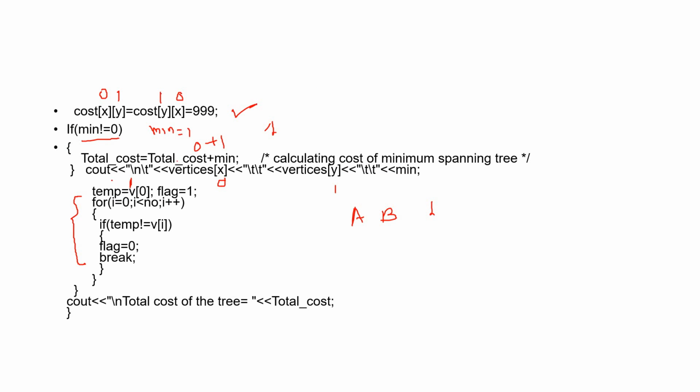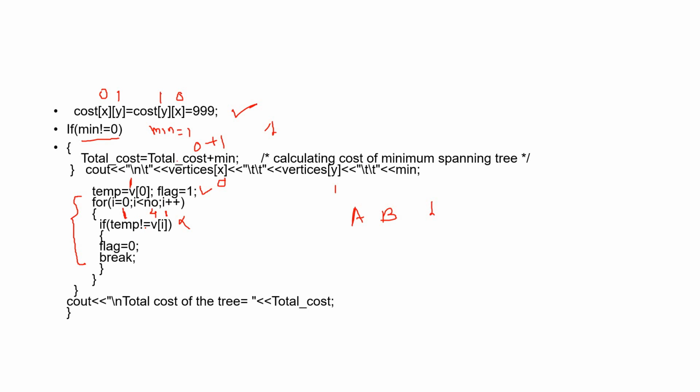So V of 0 is equal to 1. So temp will become 1 and flag is equal to 1. Let's say that we have visited all vertices. Now we have to check whether all vertices are visited or not. That's why I is equal to 0, I less than 4. Now what is the value of temp? 1 and not equal to V of I, starting from 0. So 1 is not equal to 1 because V of 0 is 1. So this condition is false.